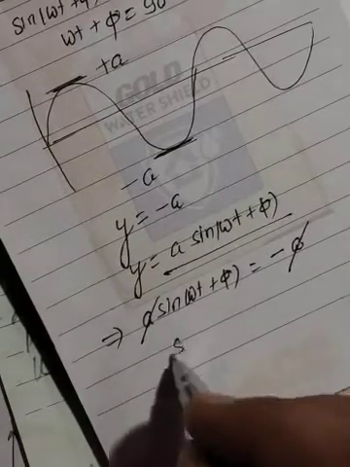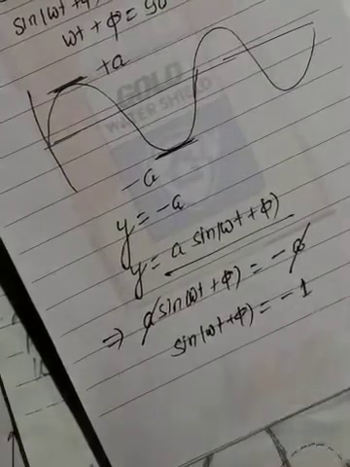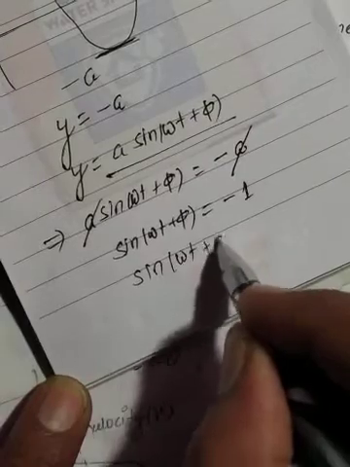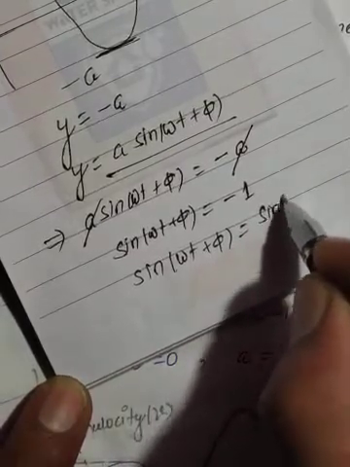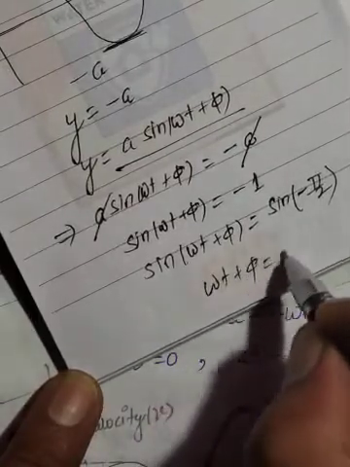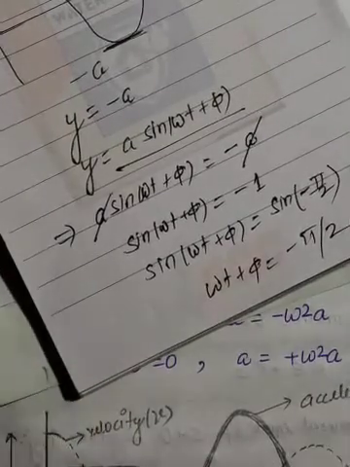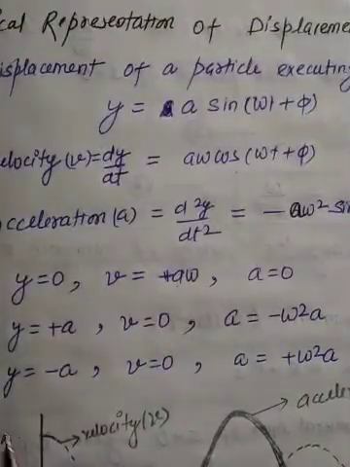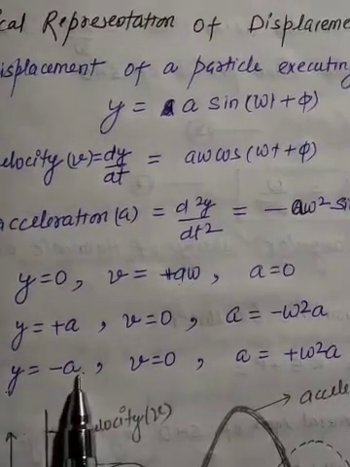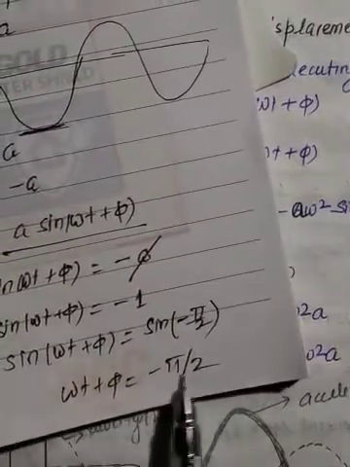Then sine omega t plus phi is equal to minus 1, and sine omega t plus phi is equal to sine of minus pi by 2, or minus 90 degrees, so omega t plus phi is equal to minus pi by 2 at this time. Okay, so when the displacement of the particle is minimum, we have acquired this result that omega t plus phi is equal to minus pi by 2.